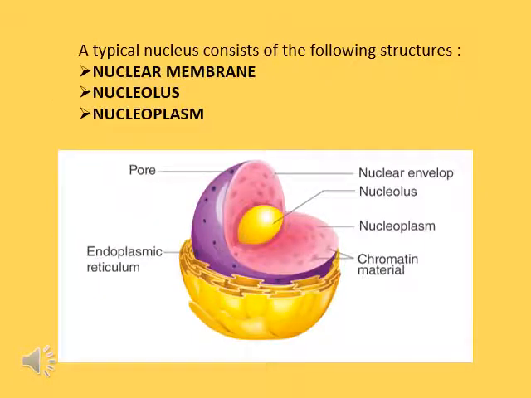Typically a nucleus consists of the following structures: nuclear membrane, nucleolus and nucleoplasm. As shown in the diagram, there is a central part, that is nucleolus, and above there is a nuclear membrane and some semi-liquid matrix present over here, that is nucleoplasm.